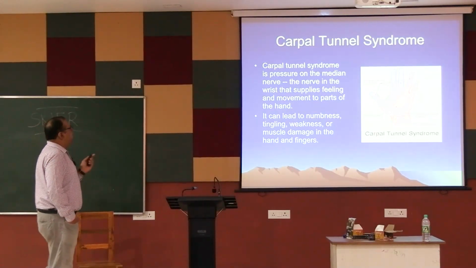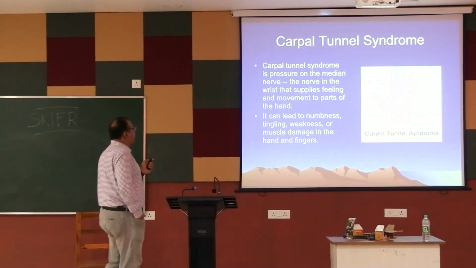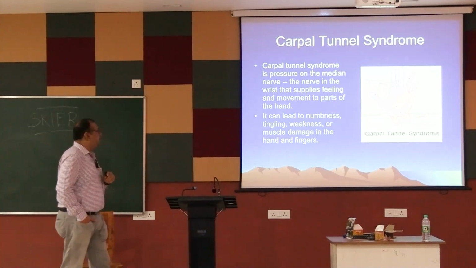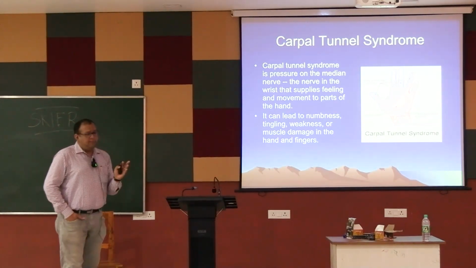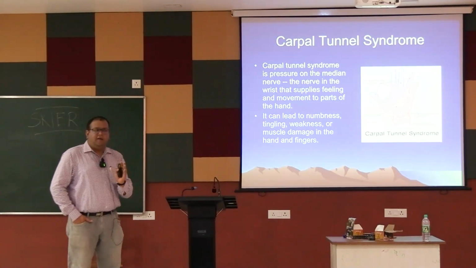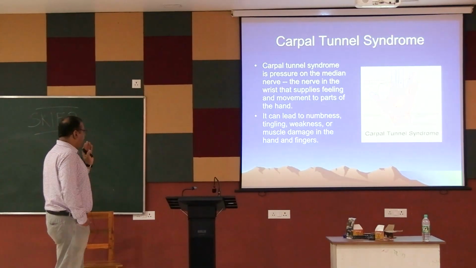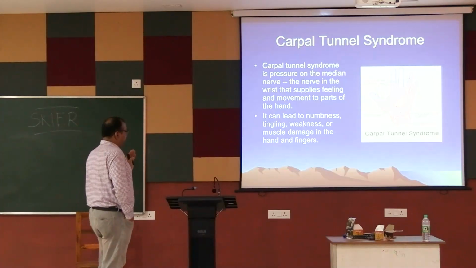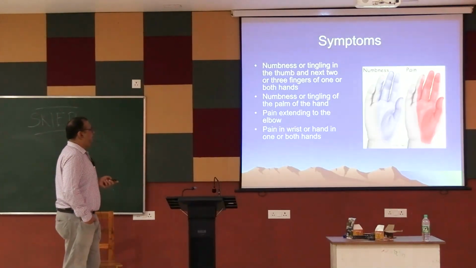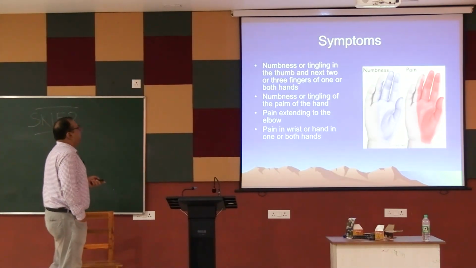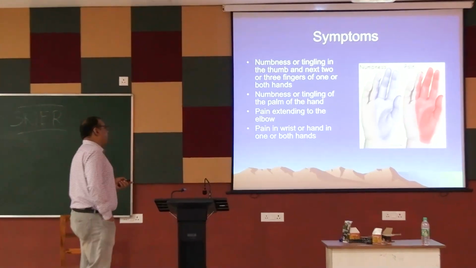So carpal tunnel syndrome is pressure on the median nerve, the nerve in the wrist that supplies feeling and movement to the parts of the hand. So what is carpal tunnel syndrome? It is the compression of the median nerve in the wrist due to a tight fibrous band, leading to numbness, tingling, weakness or muscle damage in the hand and fingers. So numbness or tingling in the thumb and the next 2 or 3 fingers.